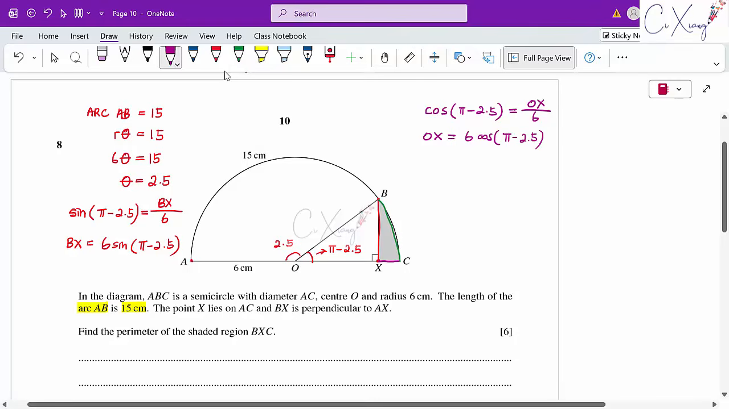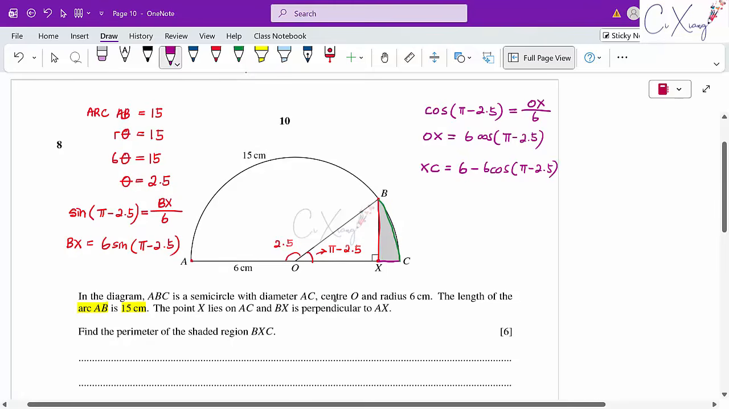And what is the purpose of figuring out this OX here? Because I want to use it to find the length for XC. There's a small length here, right, XC? How can I get the length for XC? Basically, it is OC minus OX. What's the length for OC? It is the radius of the circle, which is 6. Then minus the OX, which is cos. So 6 minus 6 times cos (pi minus 2.5).